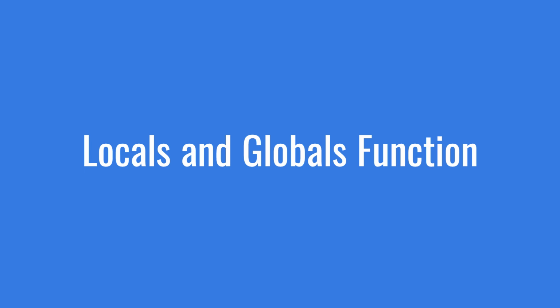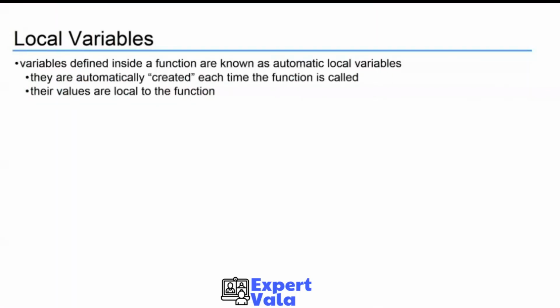Local variables have to do with anything that has a block of code. Variables defined inside of a function are known as automatic local variables. In that function body, in between those starting and ending brackets, if you declare a variable, that variable is a local variable. It will automatically be created each time the function is called. Also, access to that variable is only local to the function. You can't access that variable outside of the function.